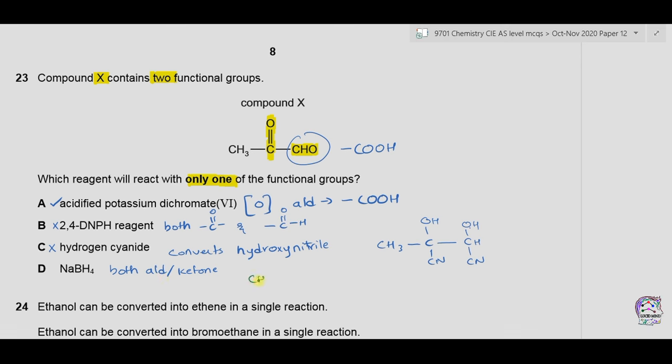The structure will be like this. Secondary alcohol for ketone and primary alcohol for aldehyde. So D is also incorrect. The only correct option is A.